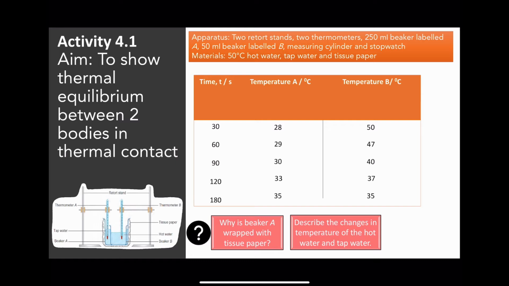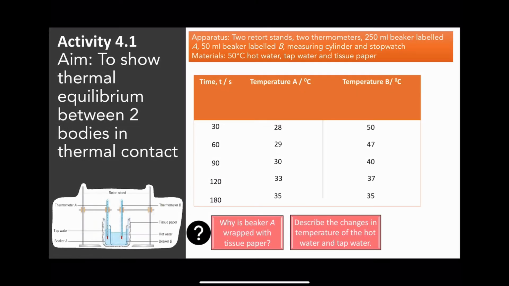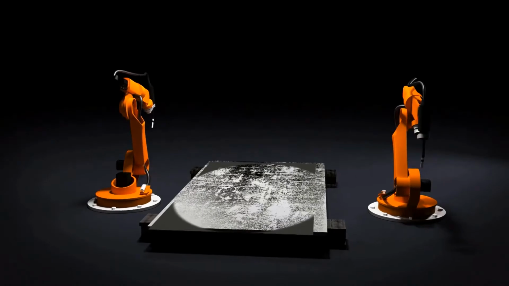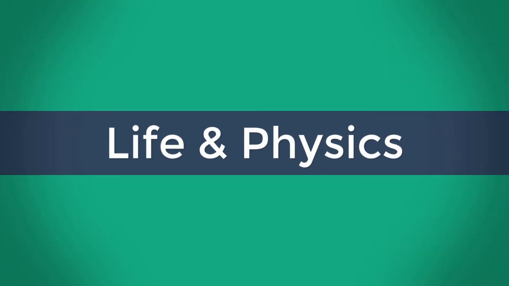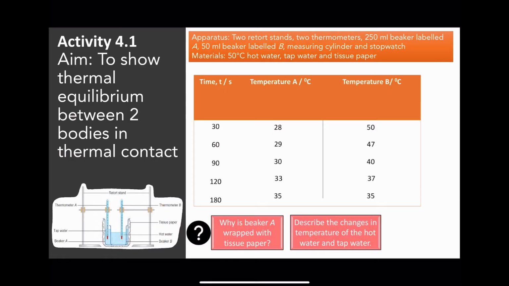Okay, now is the time for you to talk to your friends. Look at the data and then describe the changes in temperature of the hot water and tap water. Do you see any trend? From the results, we see that the temperature of hot water is decreasing while the temperature of tap water is increasing. What causes the changes in temperature?